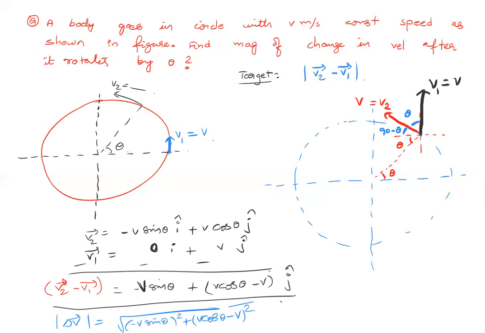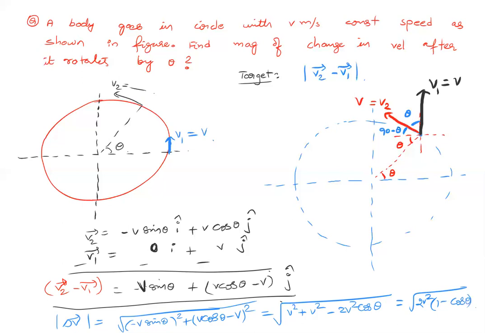Now if you simplify, you will get, because of lack of space I'm writing the expansion directly, v square sin square theta plus v square cos square theta plus v square minus 2v square cos theta. So I'm simplifying it, and this will become under root 2v square into (1 minus cos theta).